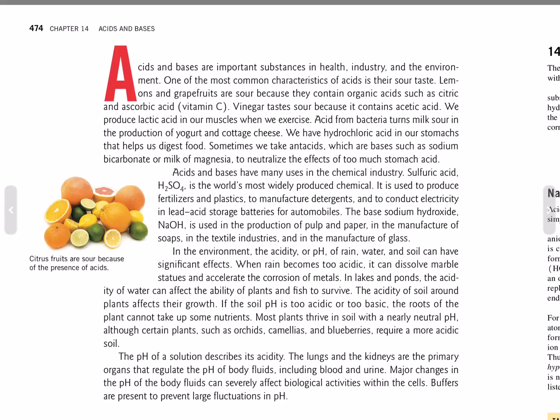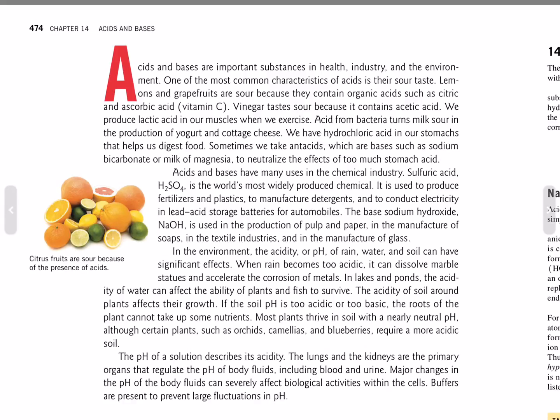In the environment, the acidity or pH of rain, water, and soil have significant effects. When rain becomes too acidic, it can dissolve marble statues and accelerate the corrosion of metals. In lakes and ponds, the acidity of water can affect the ability of plants and fish to survive. The acidity of soil around the plants affects their growth. If the soil pH is too acidic or too basic, the roots of a plant cannot take up some nutrients. Most plants thrive in soil with a nearly neutral pH, although certain plants, such as orchids, camellias, and blueberries, require a more acidic soil. The pH of a solution describes its acidity.